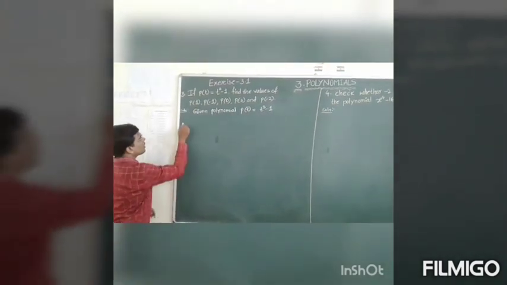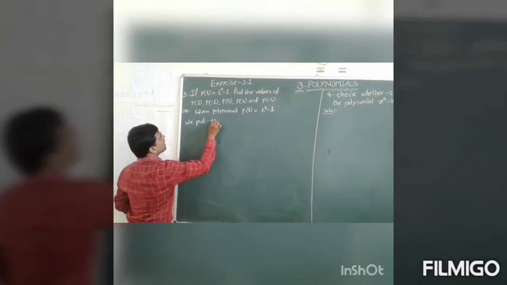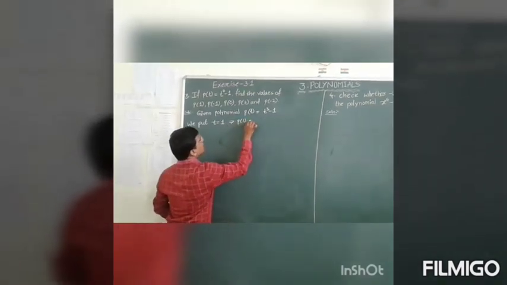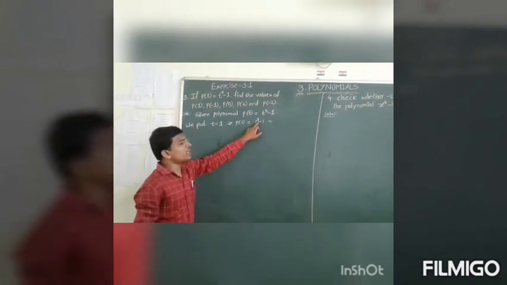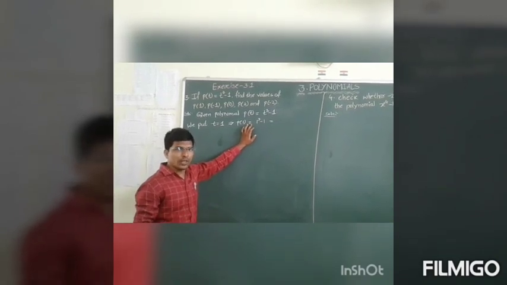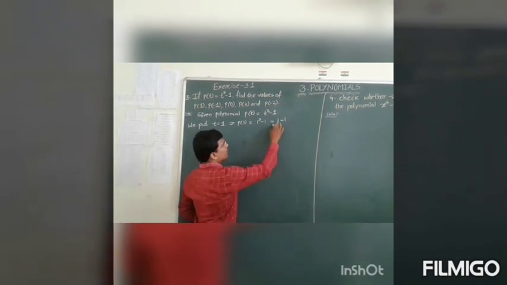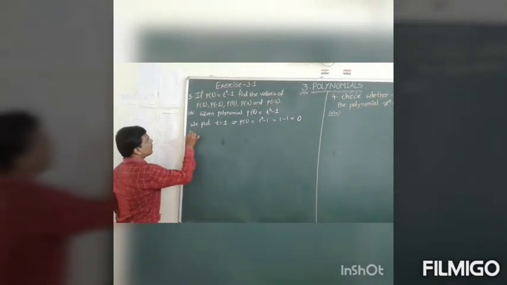Then first is P of 1. If we put t is equal to 1, P of 1 is equal to 1 cube minus 1. 1 cube means we have to multiply 1 three times: 1 into 1 into 1, 1 only. Obviously 1 minus 1, how much? 0.